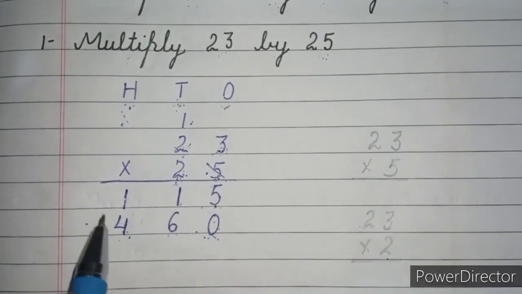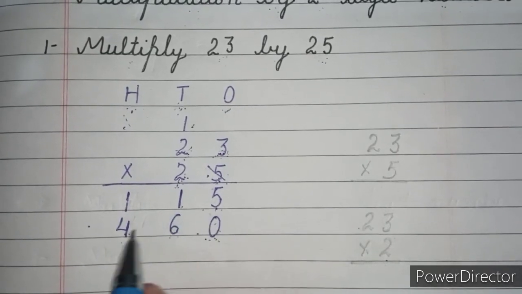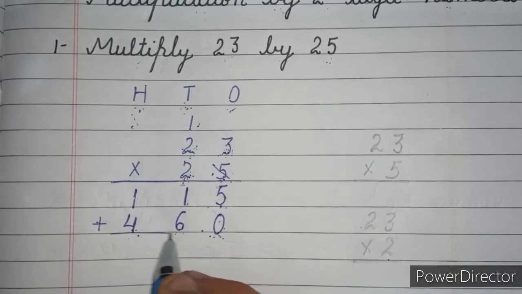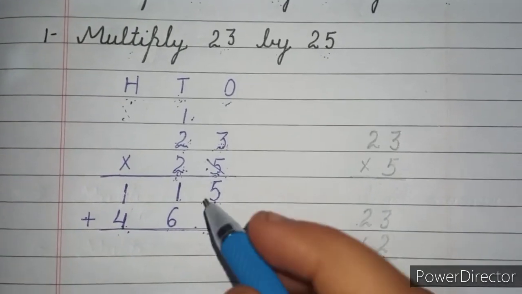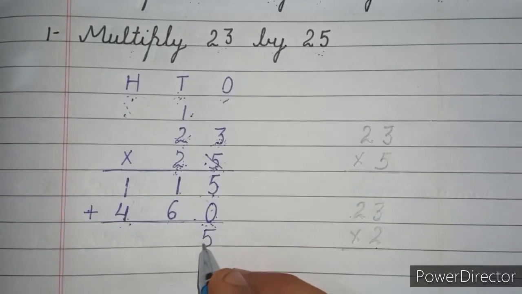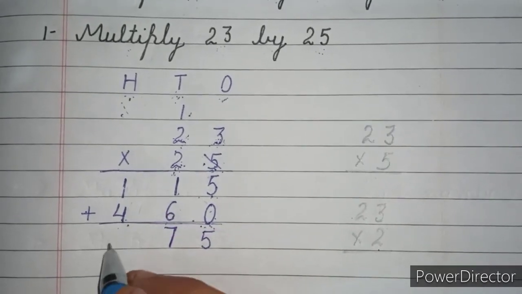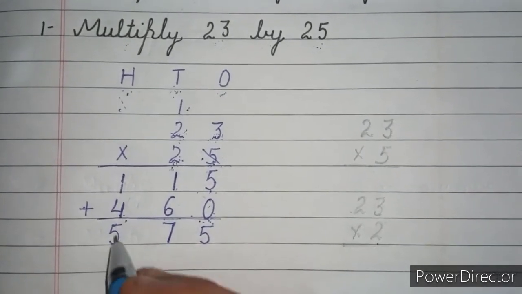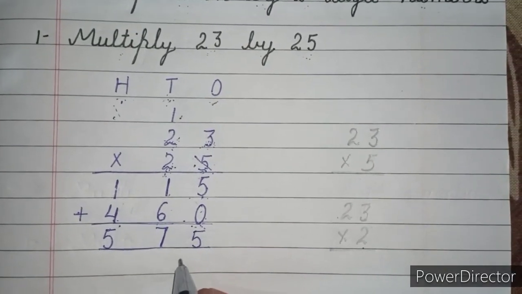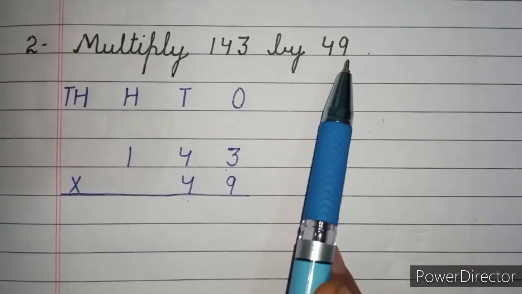We have to add both these products, that means add 115 and 460. Then put the plus sign here. Now add it. 5 plus 0 is 5. 1 plus 6 is 7. 1 plus 4 is 5. The answer will be 575. Clear, students? Next question is multiply 143 by 49.